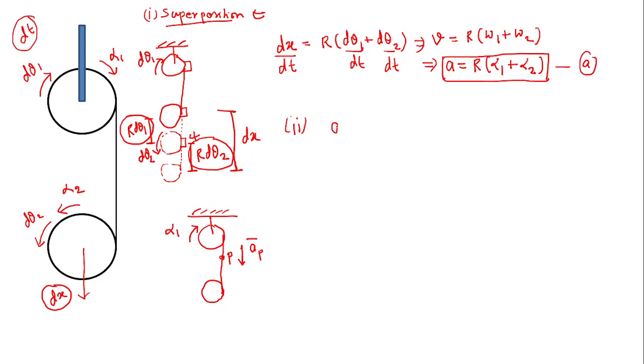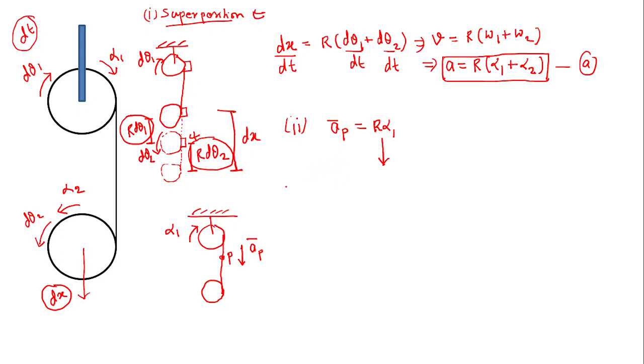AP is R alpha 1, and let me draw its direction below it. So R alpha 1 downwards. AP is this one.